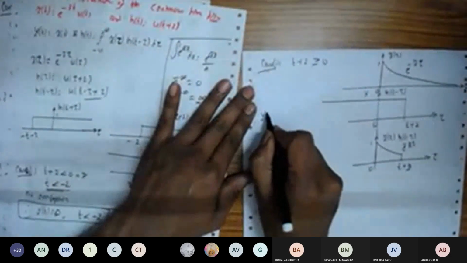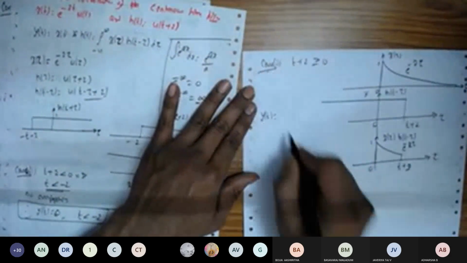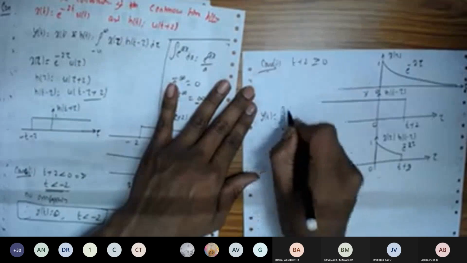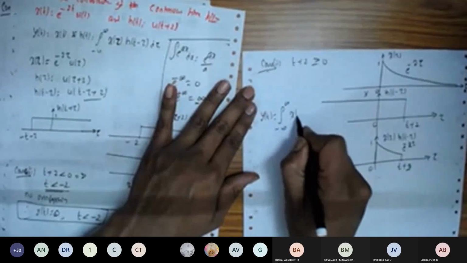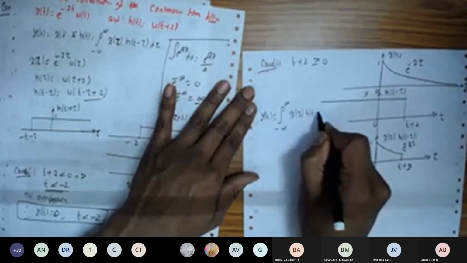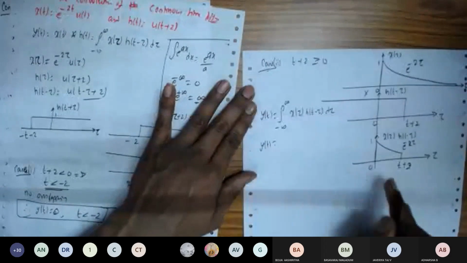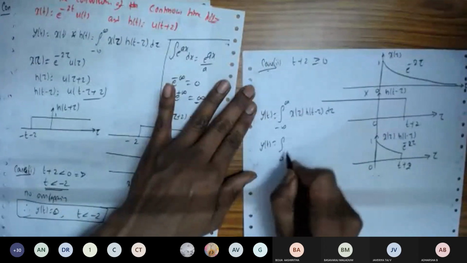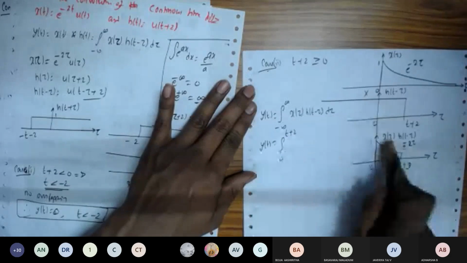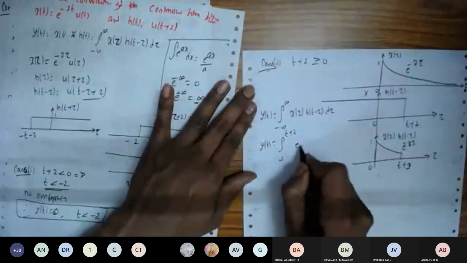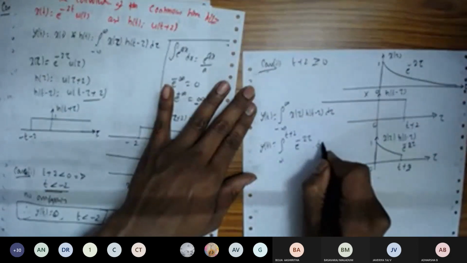So let us write the formula. Y of t is equal to, from 0 to t plus 2, and if you want, you can write the generalized formula: integral from minus infinity to plus infinity of x of tau into h of t minus tau d tau. So the time interval is from 0 to t plus 2, and the product magnitude is e to the power of minus 2 tau d tau.